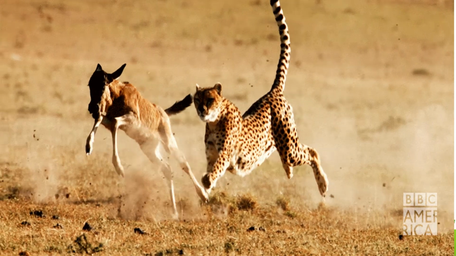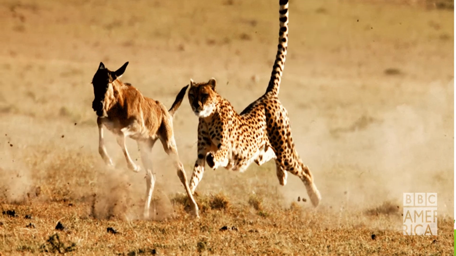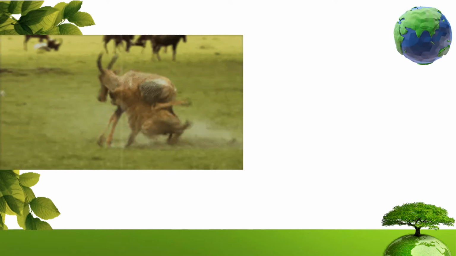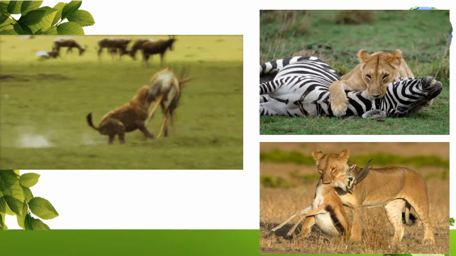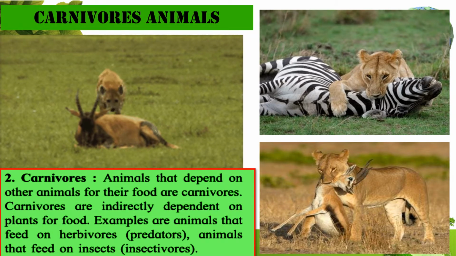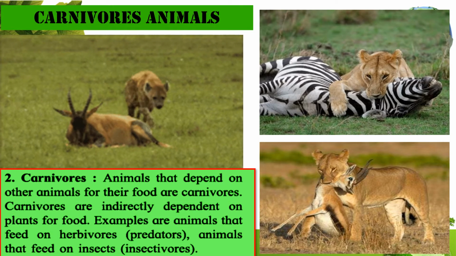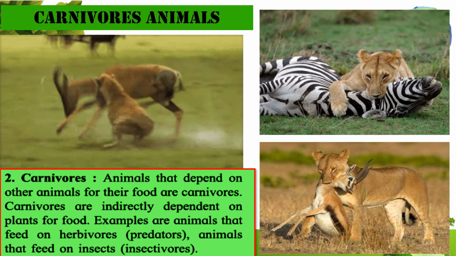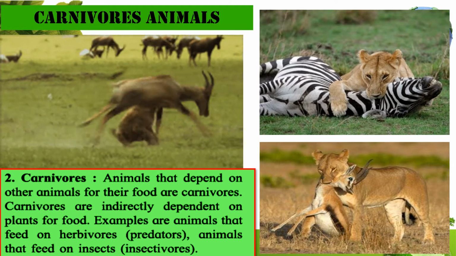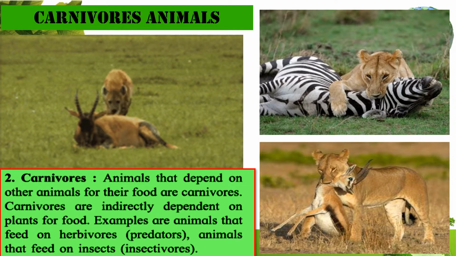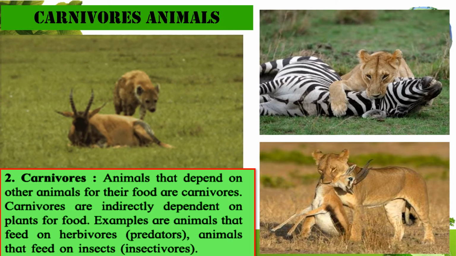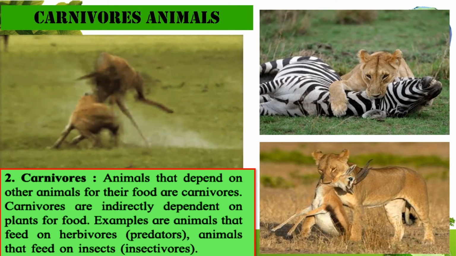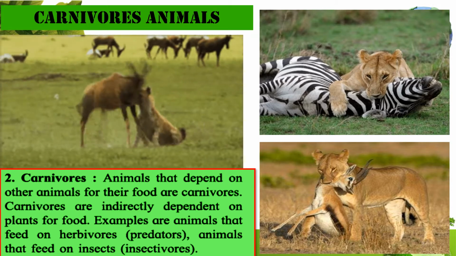Next we have another type of animal which is dependent upon the herbivorous animals, right? These are called carnivores. They are dependent on animals that feed on plants. Okay? So carnivorous animals are animals that depend on other animals for their food. They are dependent indirectly on plants for their food. Examples are animals that feed on herbivores are predators. Animals that feed on insects are insectivores. Okay, so this is how the next level is classified here.